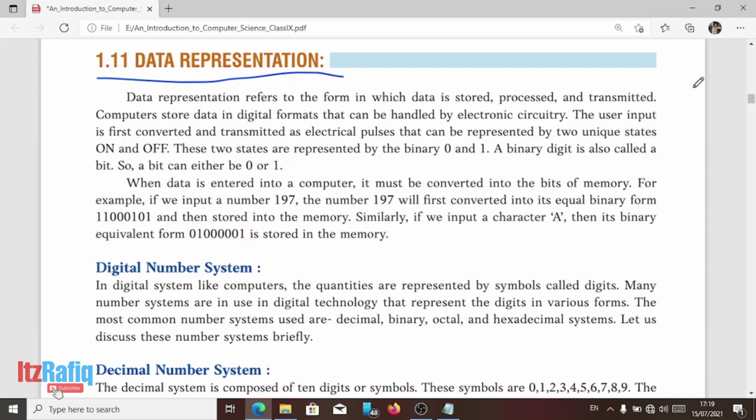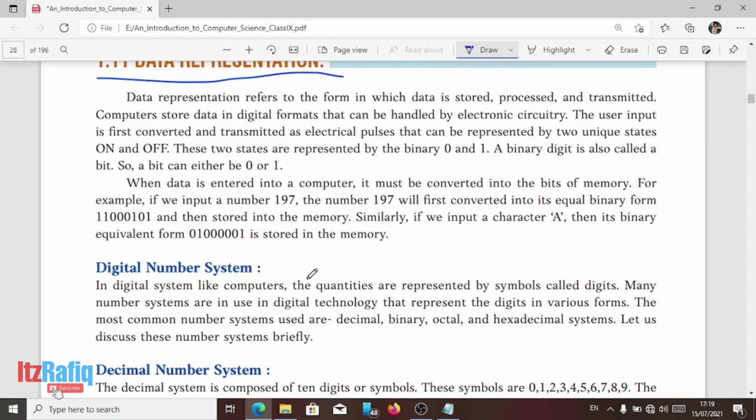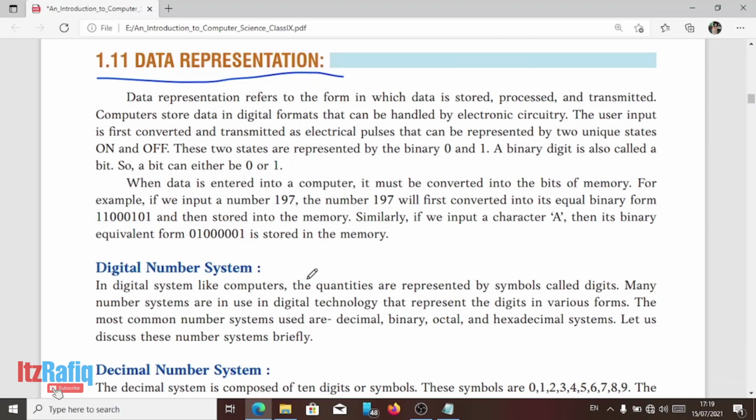For example, if we input the number 197, it will first be converted into the equivalent binary number, which is 11000101, and it will be stored in computer memory. Similarly, when we input the character A, it will be converted into the equivalent 01000001 in computer memory. This way the information is stored in computer memory. While we enter any information, this data is automatically converted into binary by the CPU. In this topic we'll mainly learn how to convert information from one number system to another.